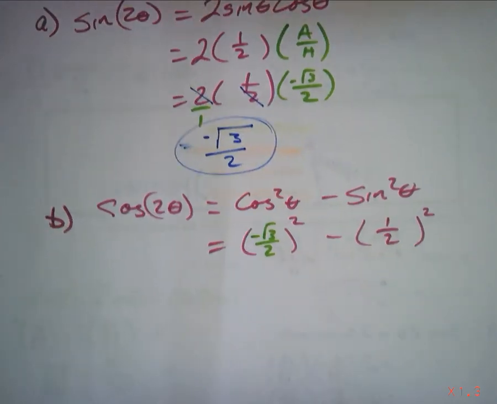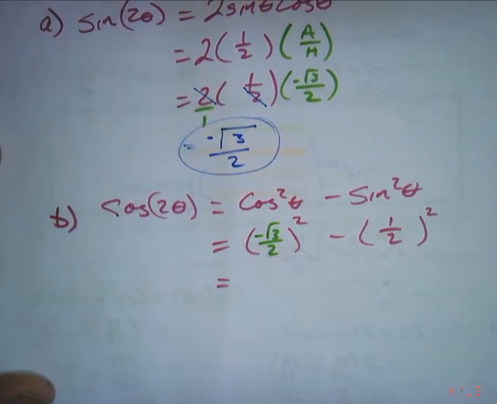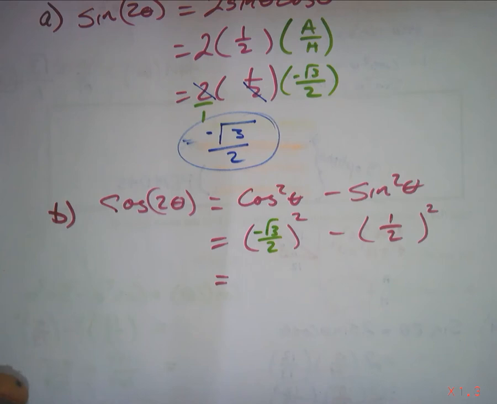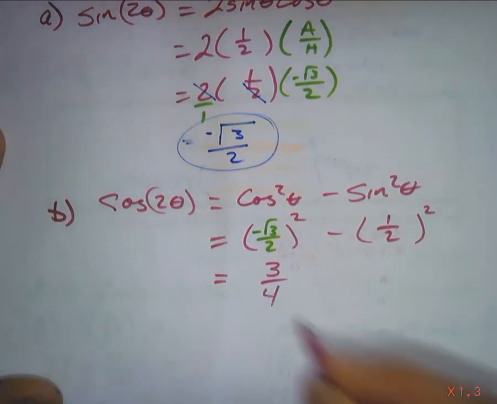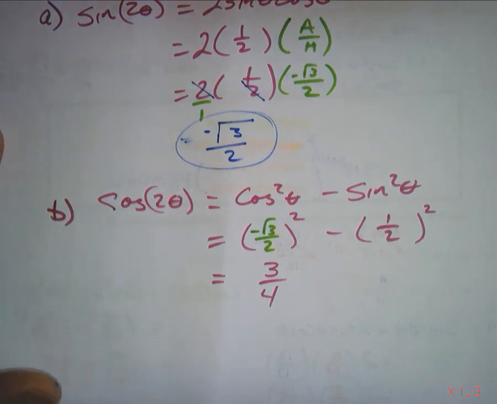And then we simplify. When I square a fraction, I square the top. So I'm going to take negative root 3 and square it. So negative root 3 times negative root 3. First off, negative times a negative, or a negative squared, is positive. And then what's root 3 squared? 3. And then 2 squared. Don't forget to square the 2. 2 squared is 4. How easy is that?